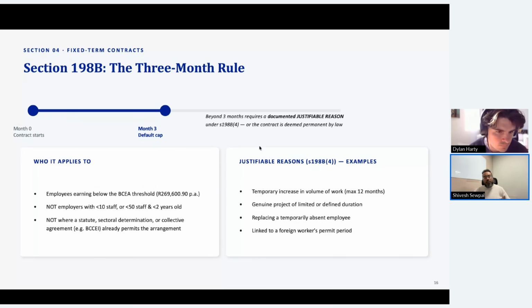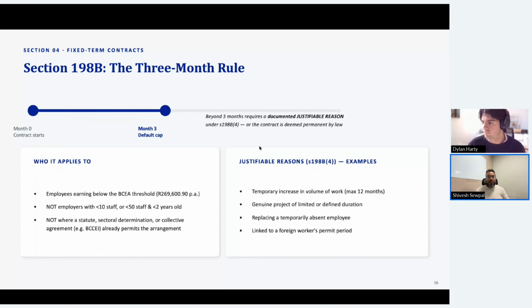For construction employers, the most common justifiable reason is usually project-based work with a defined duration. So if a person is employed specifically for the structural phase of a project, a shutdown, a specialized installation, or a defined site package, that may well be justifiable, provided it is properly documented.